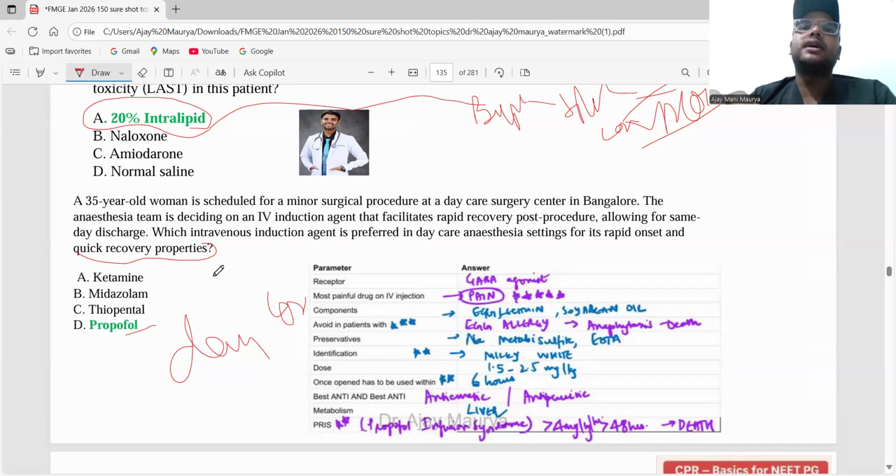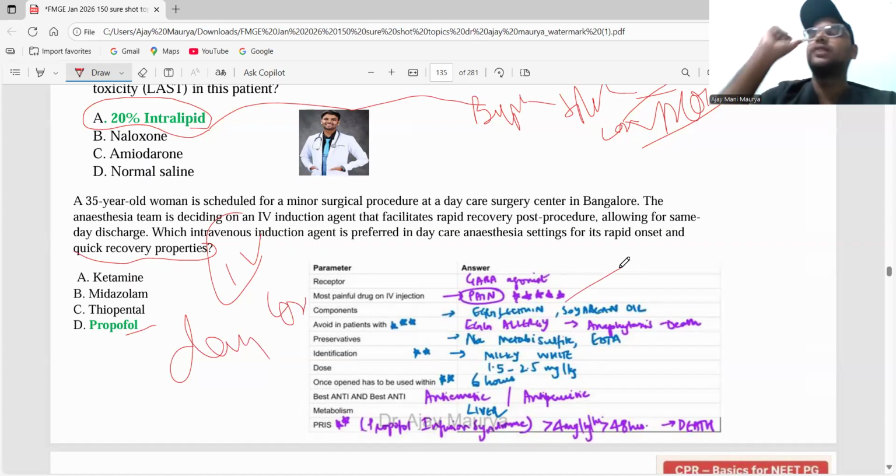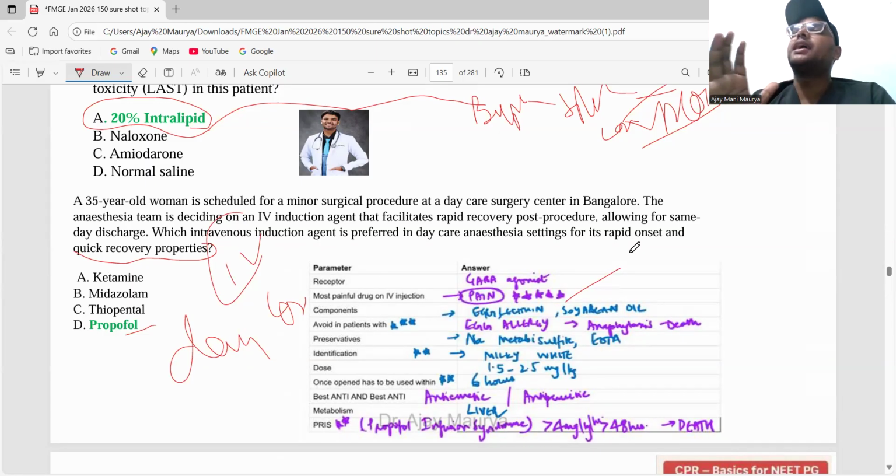Propofol is a GABA agonist. Also remember, propofol is the most commonly given IV anesthetic drug, and it is the most painful also. The propofol is milky white, it looks like milk. It is made with lecithin, soybean and egg also. That's why if you have an egg allergy, you have to avoid propofol. Remember it looks milky white.